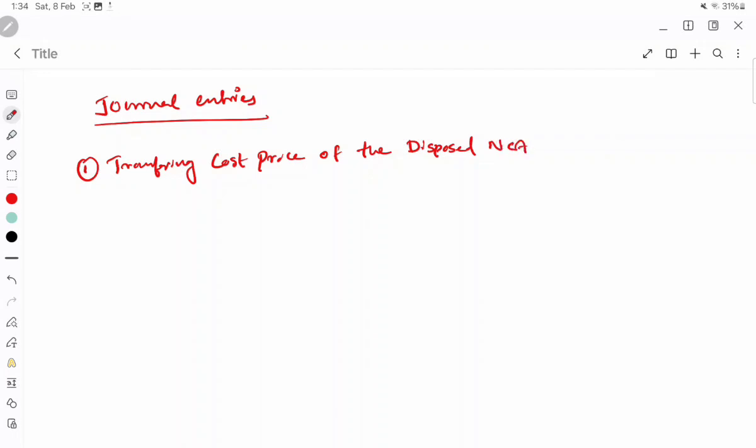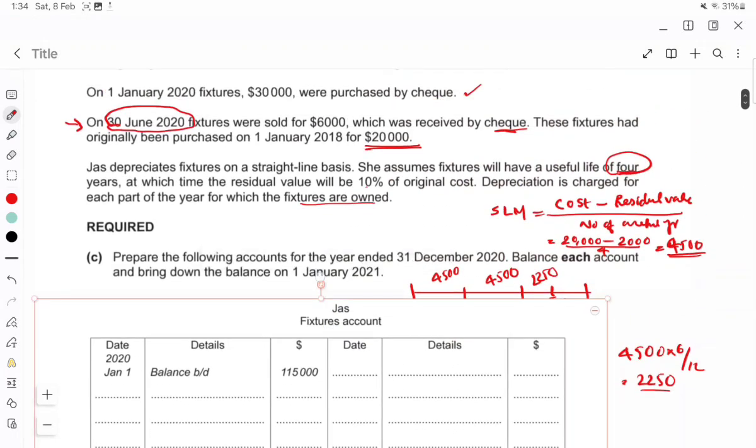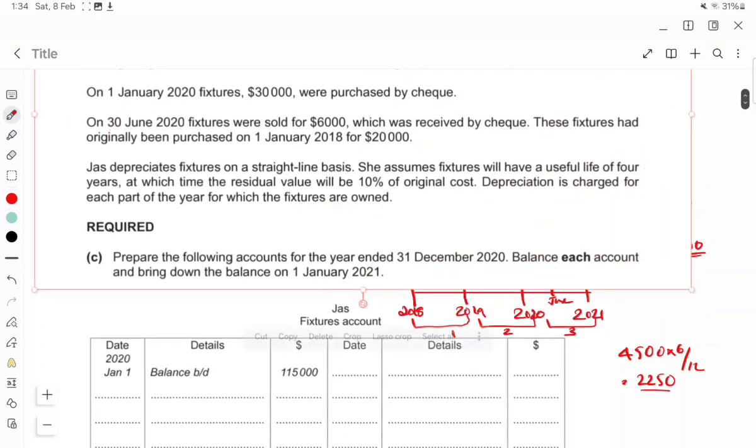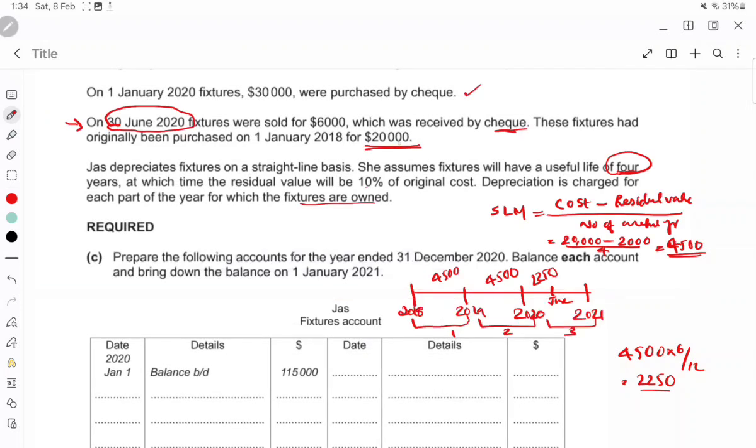Here it is fixtures. So the first procedure is transferring the cost price of the disposed fixtures. Here you can check the question: how much is the disposed cost price? This item you are disposing. On 30th June, the fixtures are being sold, and selling a non-current asset is known as disposing the asset. So here the cost price is 20,000.